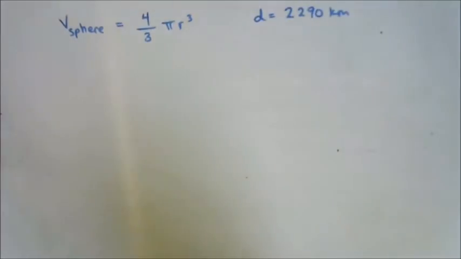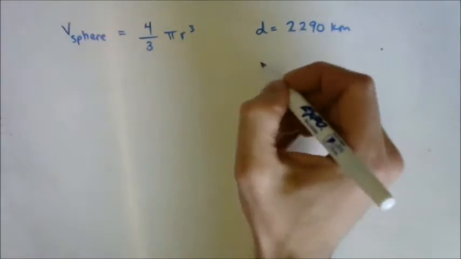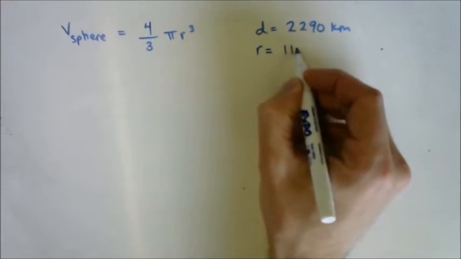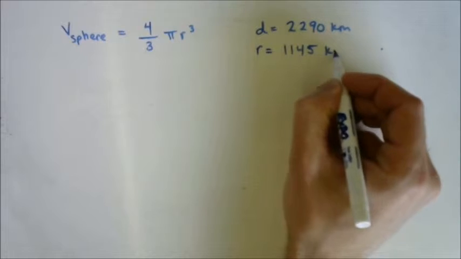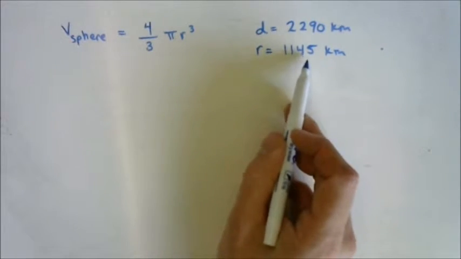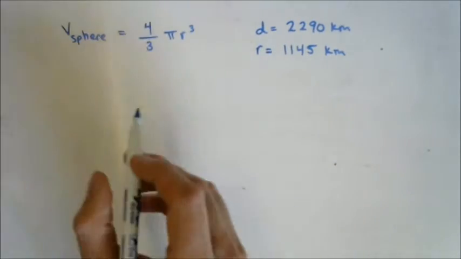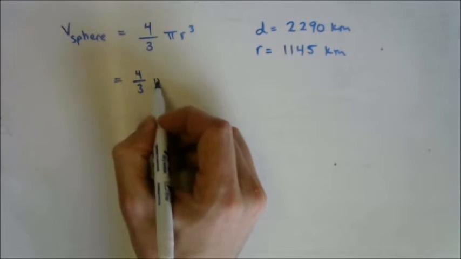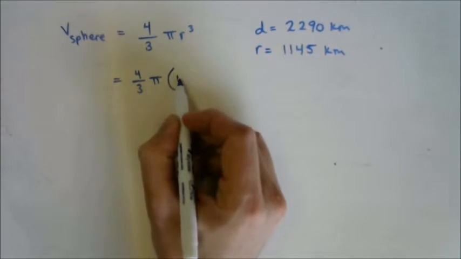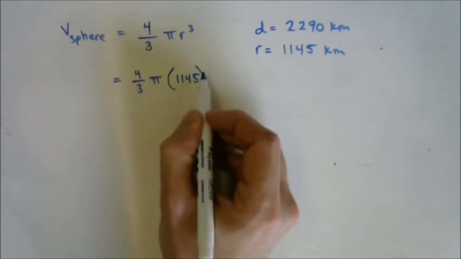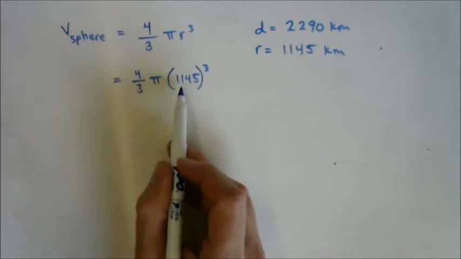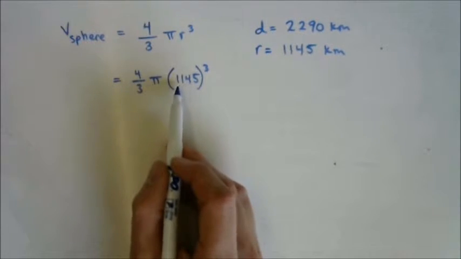Do we have the information that we need? Kind of. We need r. What's r? 1,145. Thanks, team. 1,145 kilometers because the radius is half the diameter. Now we go ahead and sub in what we know. So we've got 4/3 times pi times the cube of 1145.